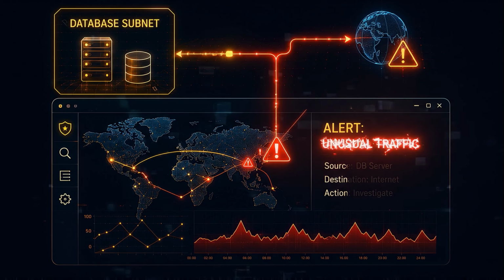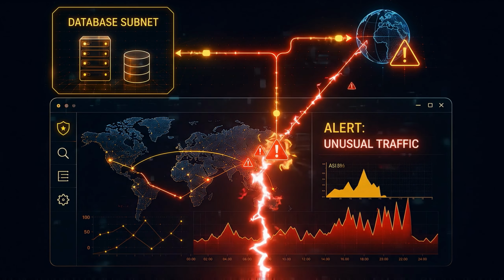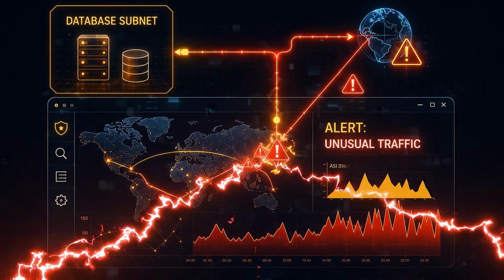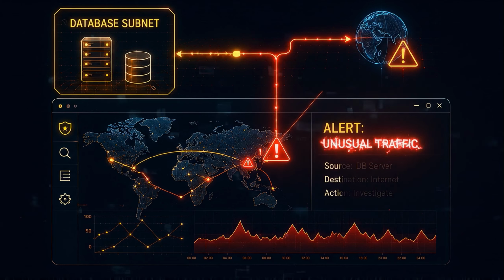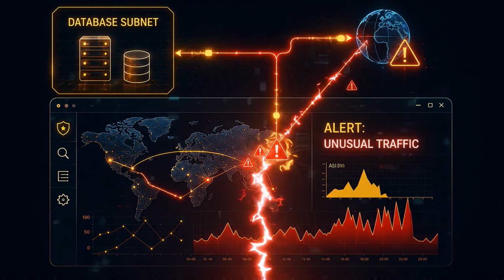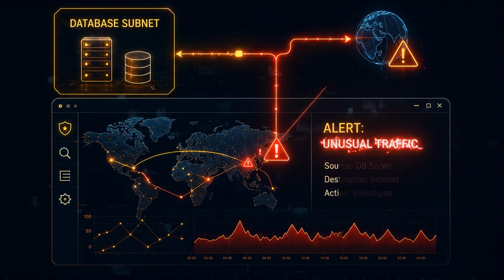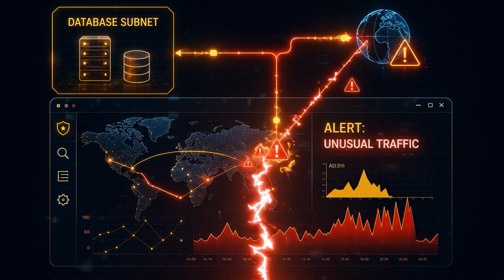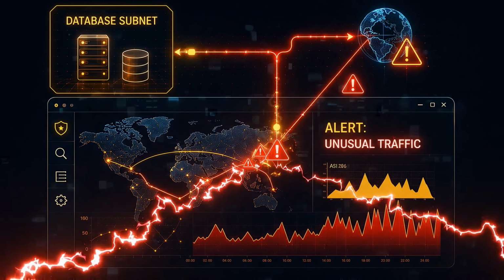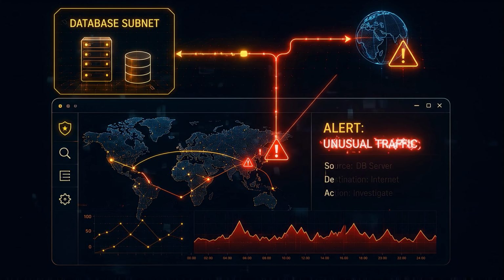Finally, here is why subnetting matters inside a SOC. Imagine you receive an alert. A server inside the database subnet suddenly starts communicating directly with the internet. That shouldn't happen. Even before opening the logs, the subnet already tells you something is wrong.